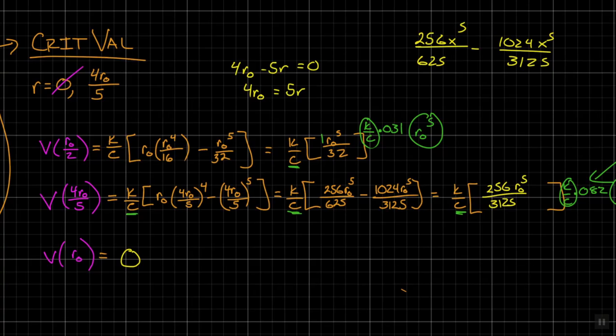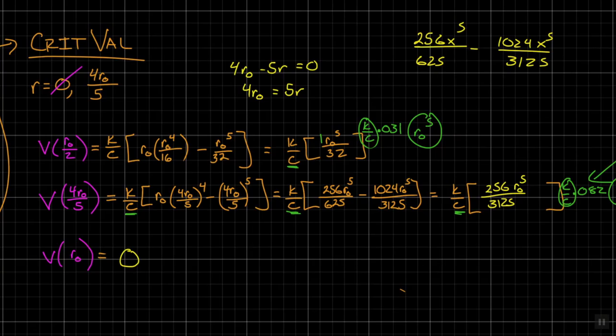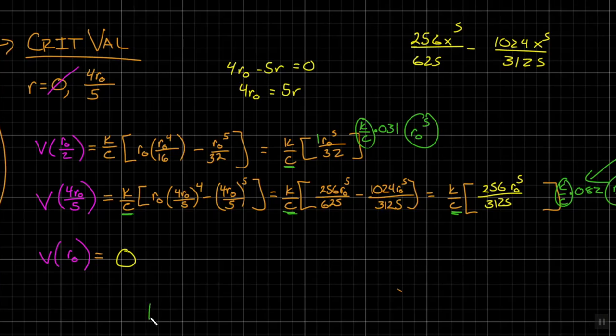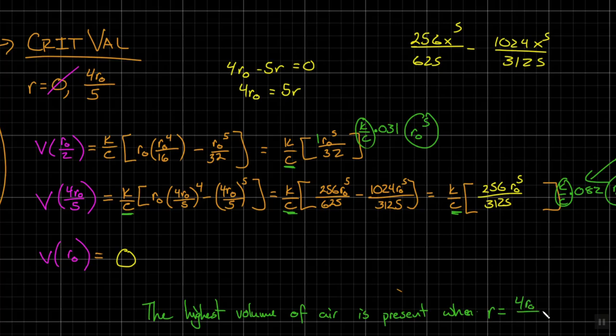So the actual question, it said, let me see, I'm even trying to remember what we're answering. Find the radius R that allows the most air. Most air is highest volume, right? The highest volume, which is the same as the most air, is present when the radius R equals what? 4 R naught over 5.